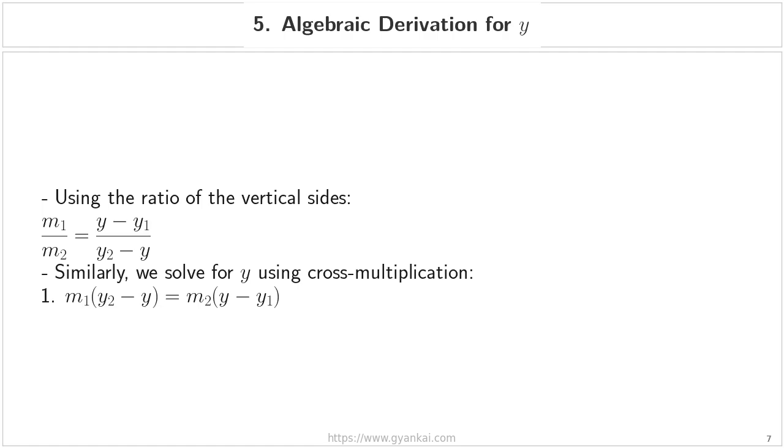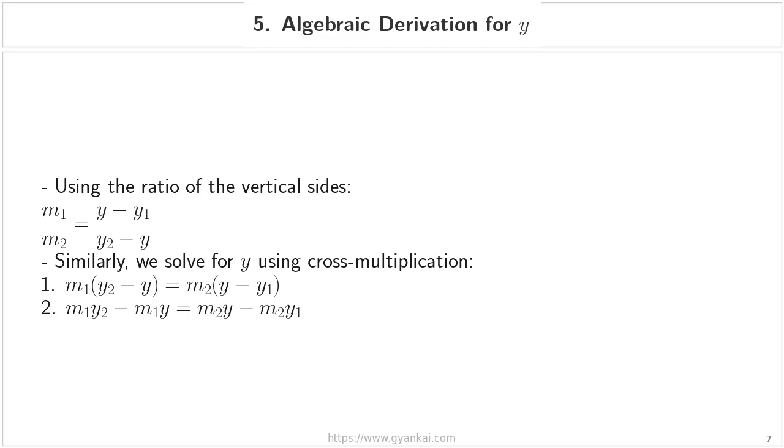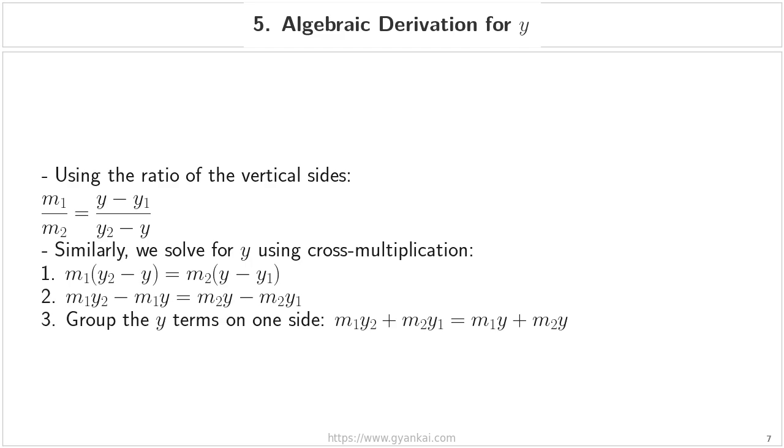This gives us m1 times the quantity y2 minus y, which equals m2 times the quantity y minus y1. Next, we expand the brackets by distributing the terms. This results in m1 y2 minus m1 y equals m2 y minus m2 y1. Our next goal is to group all the terms containing y on one side of the equation.